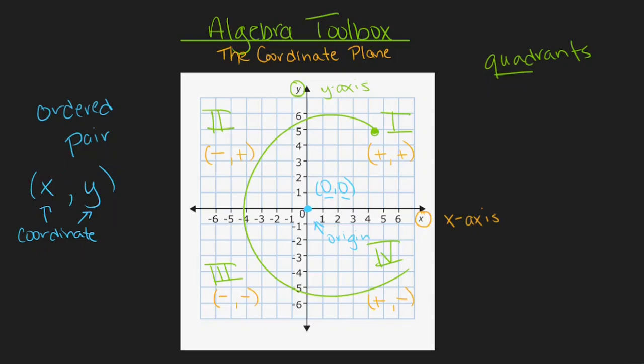Knowing these patterns can help you place ordered pairs on the coordinate plane much more easily. If you know that you're looking at two positive coordinates, for example, you can forget about quadrants 2, 3, and 4 and just focus on placing your point within quadrant 1.